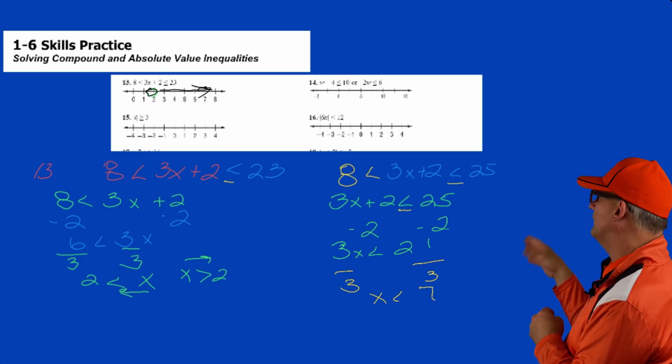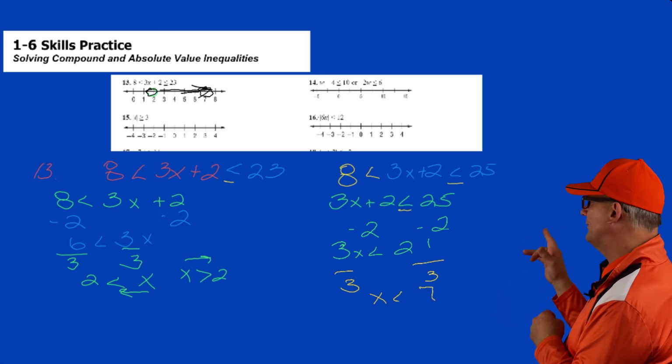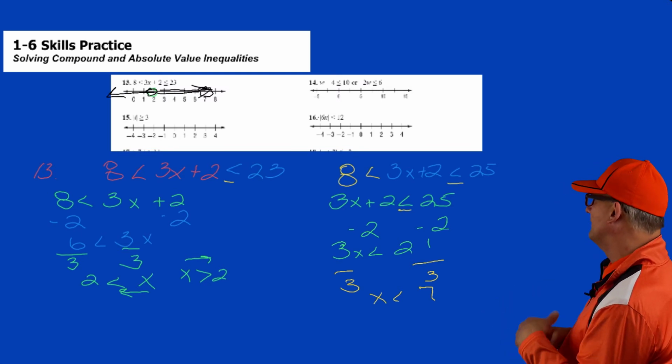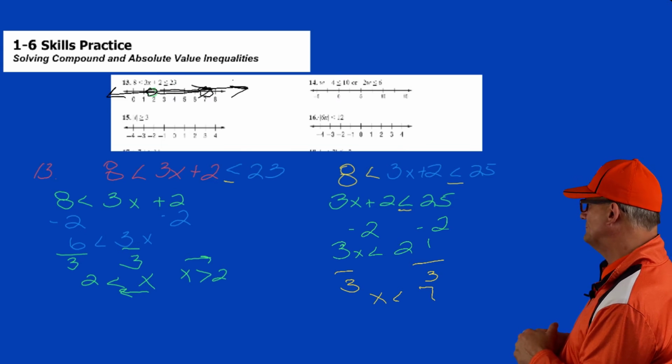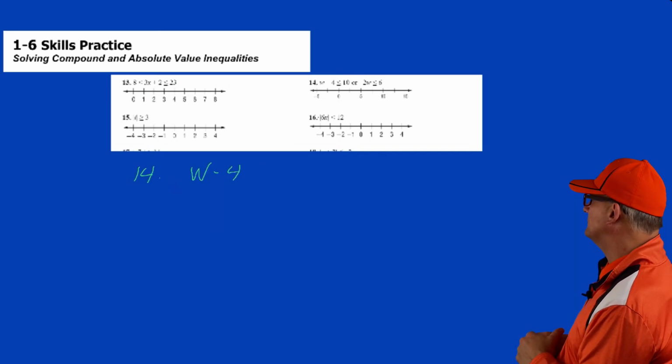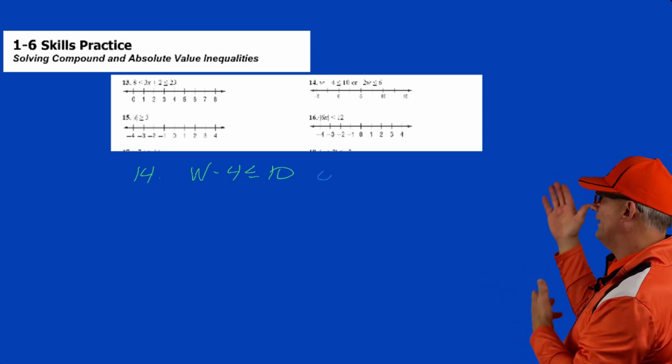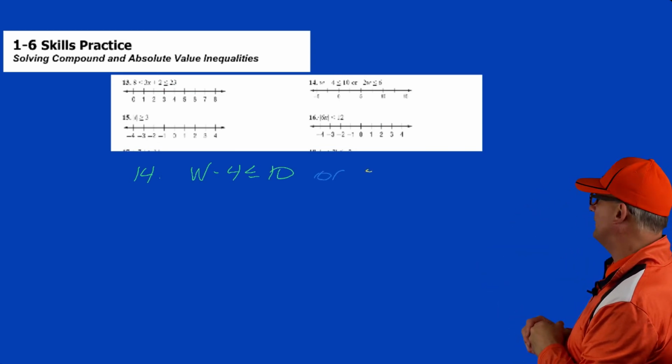Okay, so we're going to go up to the graph. We're going to put a dot above 7. We're going to put an open circle, and we're going to go to the left, less than. Okay, the other one, x greater than 2. So we're going to have an open circle, we're going to go to the right. All right, number 14. So once again, this is an OR, and it clearly says it on the paper.